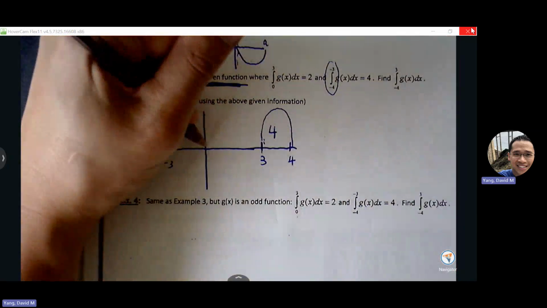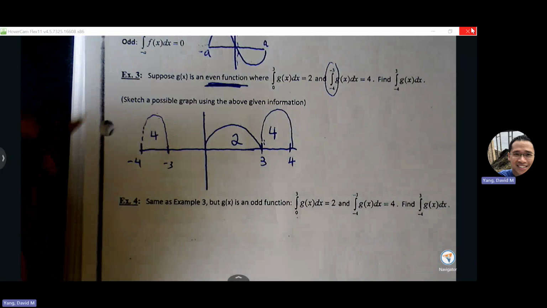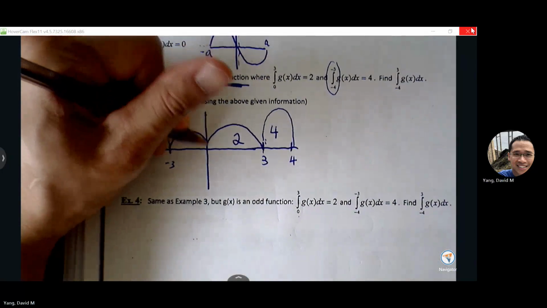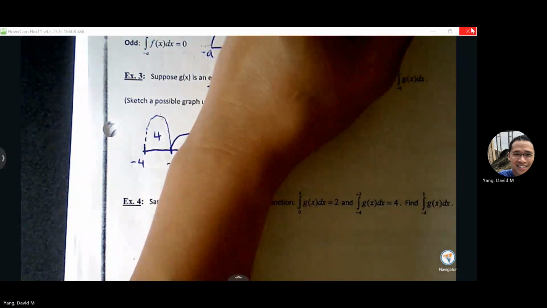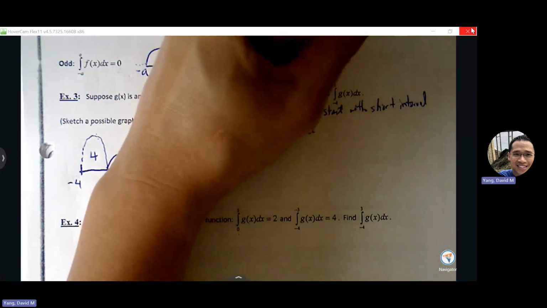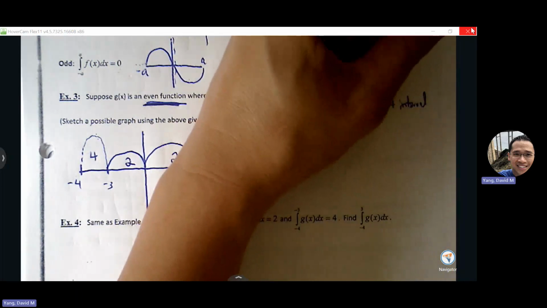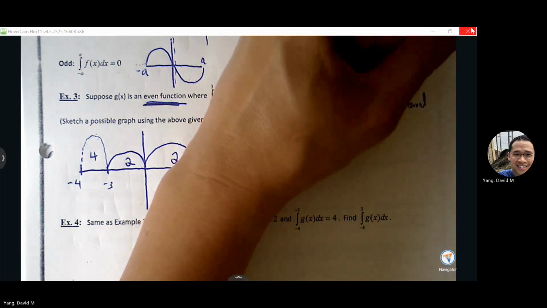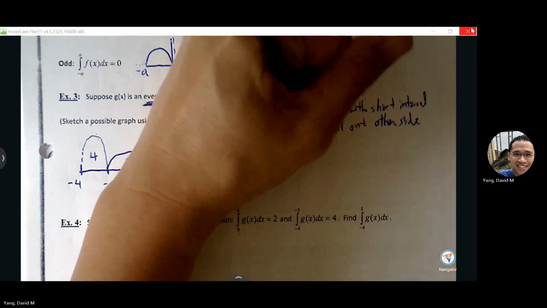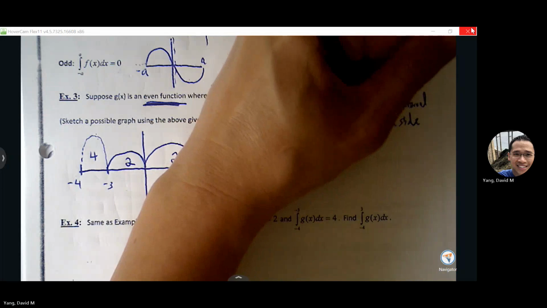0 to 3 is giving me 2. So the other side is going to be what? 2 as well. So start with the short interval. Then add all those up. Yes, right. I'm writing out the steps for future problems too. Fill out the other side. And then work with the larger interval.